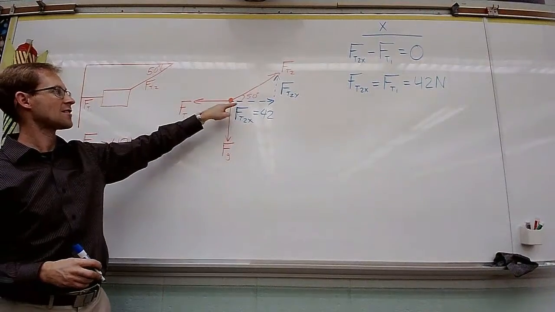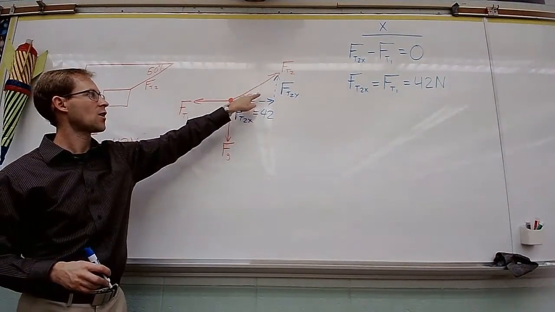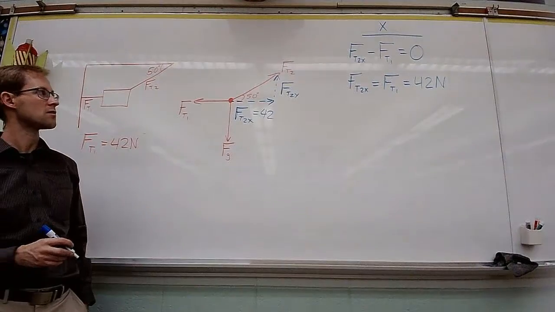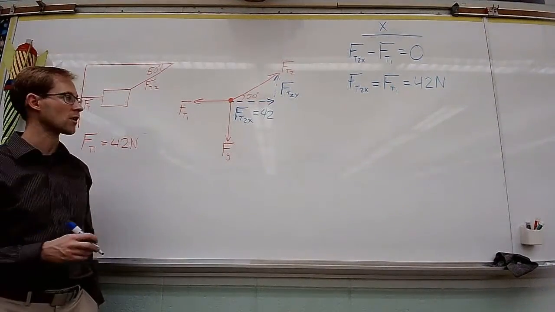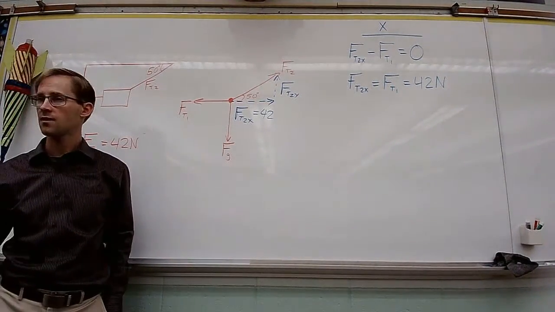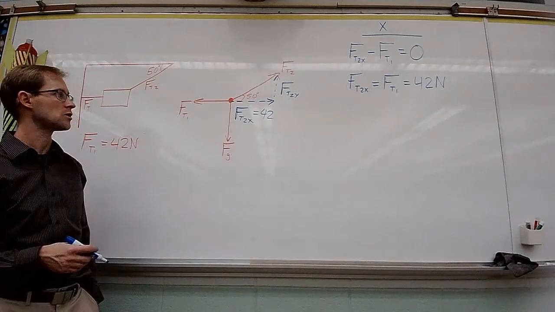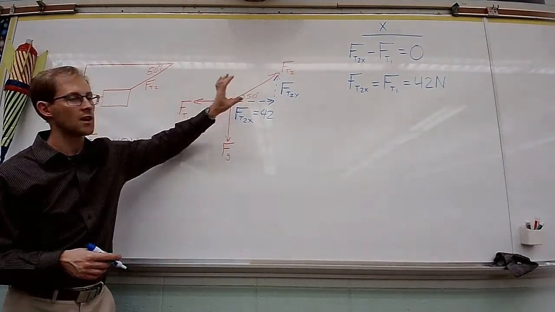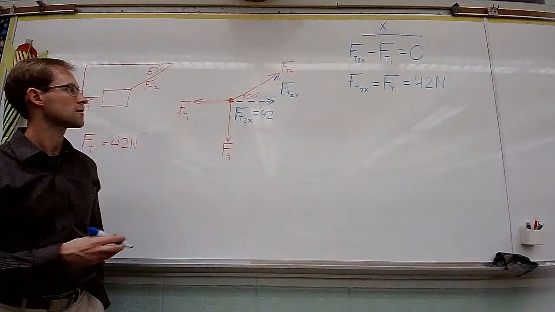So if I know my adjacent side is 42, and I know my angle is 50 degrees, I can use a cosine equation to figure out what the hypotenuse is going to be. And you use cosine because cosine is equal to adjacent over hypotenuse, and those are the two pieces of information that we're looking at right here.